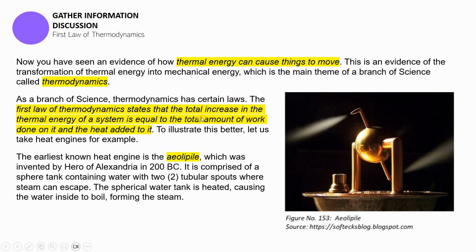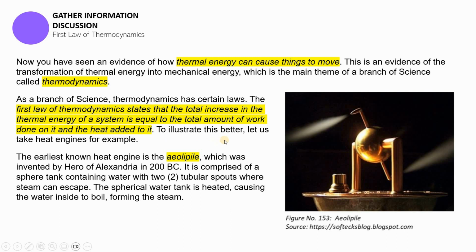What this says is that if we want to know how much thermal energy the system released, we have to compute for the total amount of work done by the system as well as the heat that was added to it, how hot it became. So for example, if an object moved from one place to another and then became hot, we can use those two evidences, the work it did and the heat added to it, to be capable of computing the total increase in the thermal energy of that system.